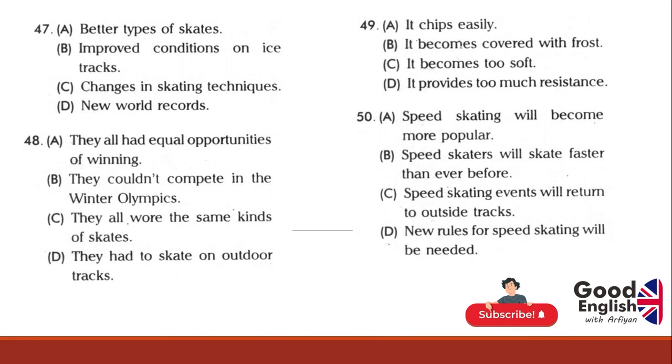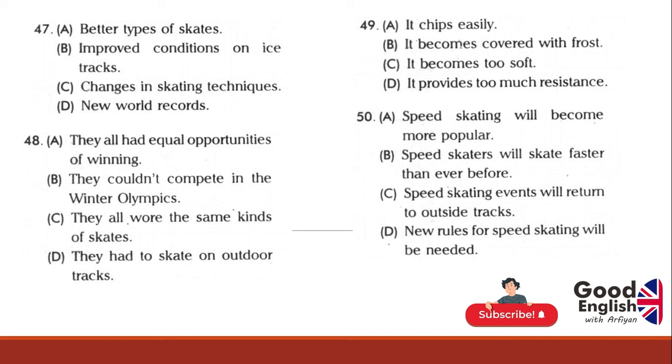Questions 47 to 50. Listen to a talk about Olympic speed skating. Speed skating has been a Winter Olympic event for many years. But in recent years, conditions on the ice tracks used by speed skaters have gotten better. Until the most recent Winter Olympics, speed skating events were held outdoors. Conditions on outdoor ice tracks vary from hour to hour, depending on the weather. On indoor tracks, conditions can be controlled, giving all skaters an equal opportunity to skate at the top of their form. On indoor tracks, a constant temperature of 20 degrees Fahrenheit can be maintained.